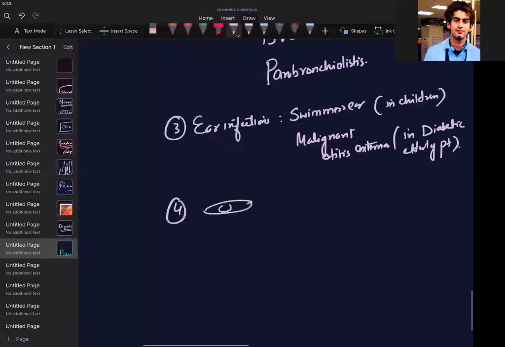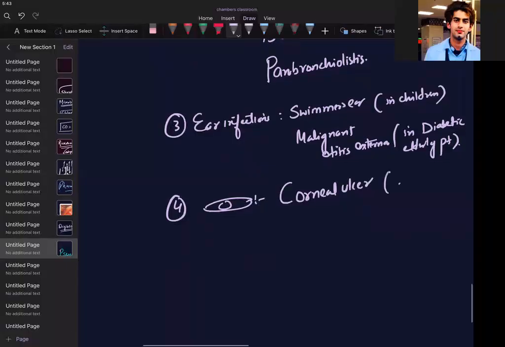It can cause eye infections. What eye infections can it cause? Corneal ulcer. Remember this, corneal ulcer, in people who are using lenses, artificial lenses. It causes eye infections and can cause ophthalmitis. Okay.